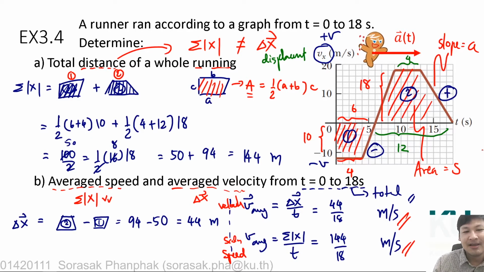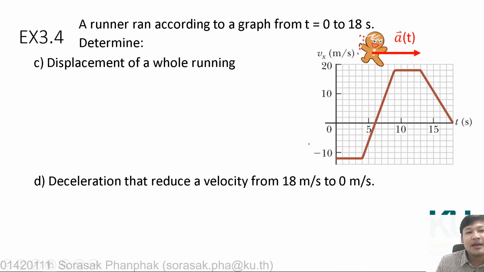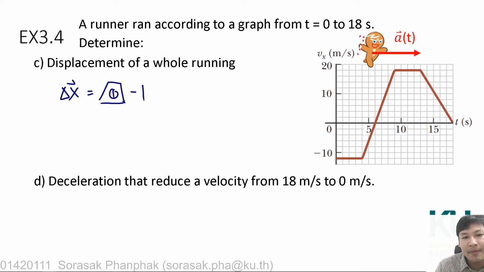Is this all the information that you learned? But now, if you would like to find the displacement for the whole run, you already know it, right? The displacement we already observed here, so I will write down the displacement over here. This is the displacement that it's asking. So it's the above one minus the below one, which is 44 meters.